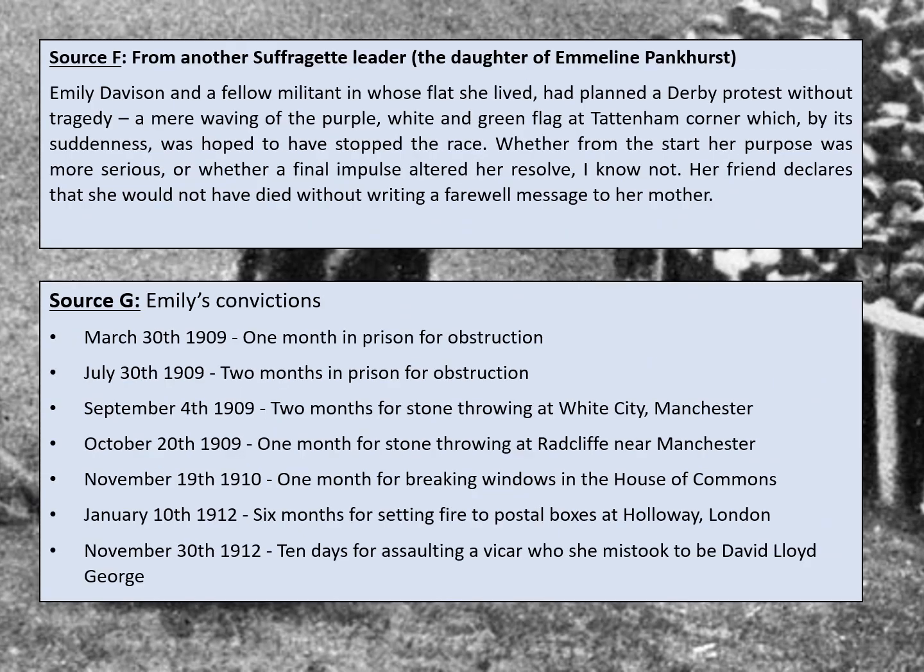Now you've got sources F and G. Again, these ones will give you some information about Emily Davison and whether she did or did not intend to die. Make some notes in your chart, pause the slide here so that you can do that.